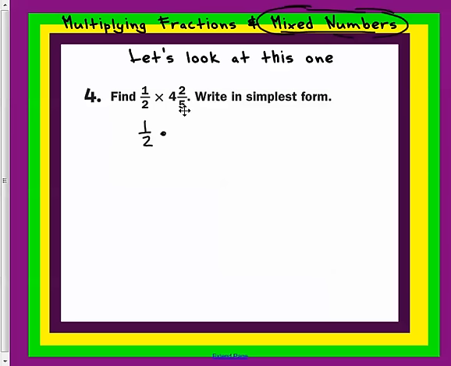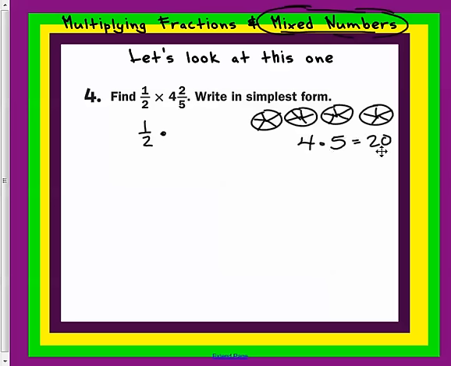So I have 4 and 2/5. I want to break these 4 wholes into fifths. So if I break them into fifths, I have 5, 10, 15, 20, or 4 times 5. So I have 20 fifths. Now to that 20 fifths, I'm going to add my 2 fifths. So I really have 22 fifths. We're changing this mixed number into an improper fraction.